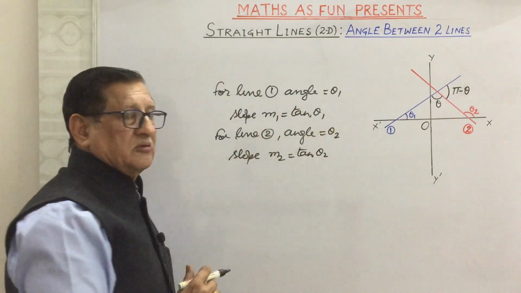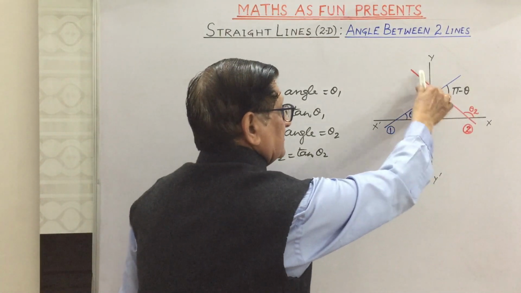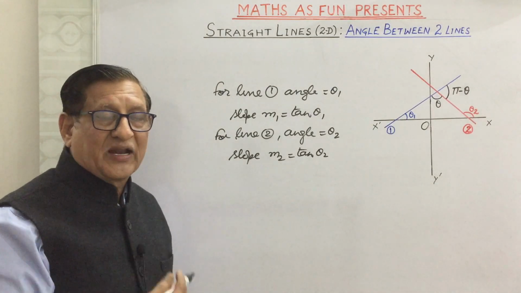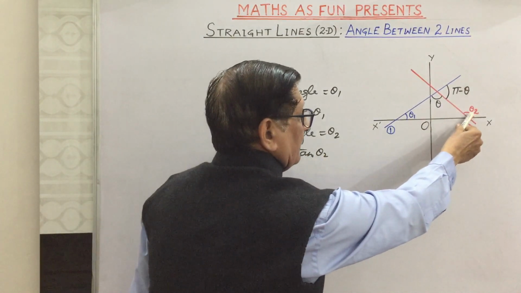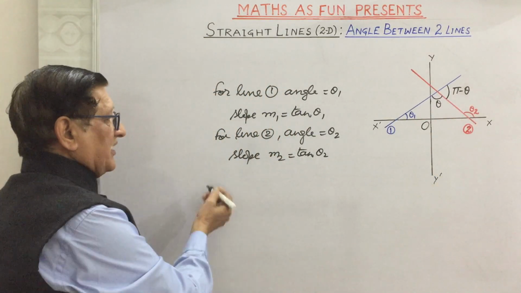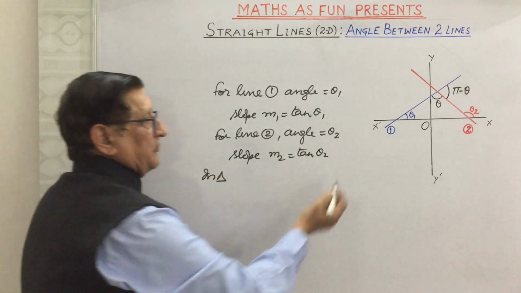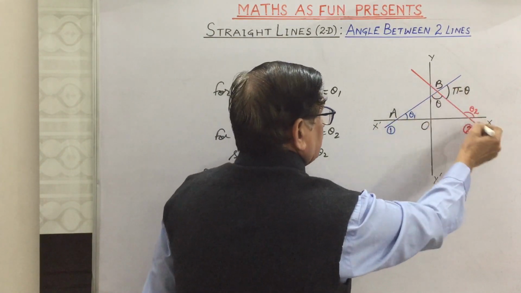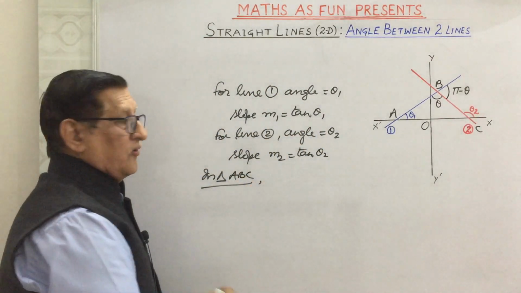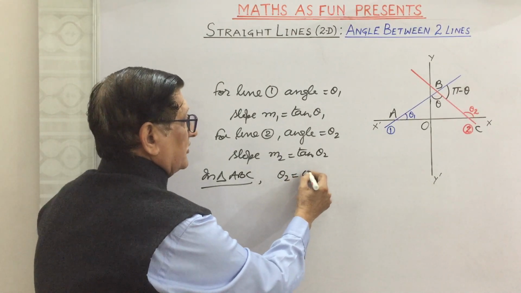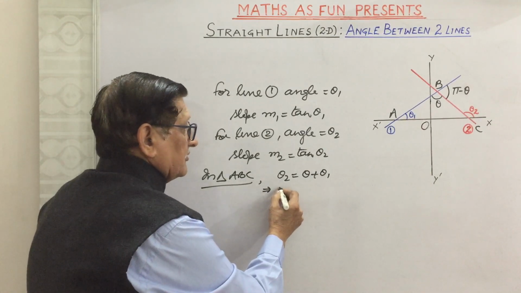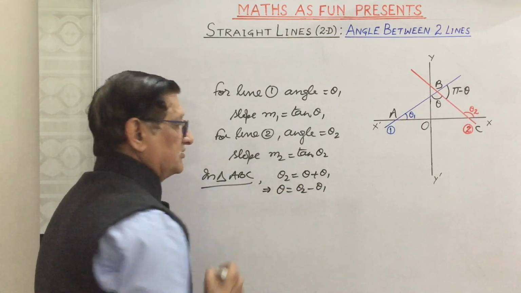So if theta is the angle of intersection of these two lines, by the theorem of triangle, that the exterior angle of a triangle is equal to the sum of the interior opposite angles, can we say then in triangle, suppose we give it the name ABC, that theta 2 is equal to theta plus theta 1. So we find here that theta is equal to theta 2 minus theta 1.